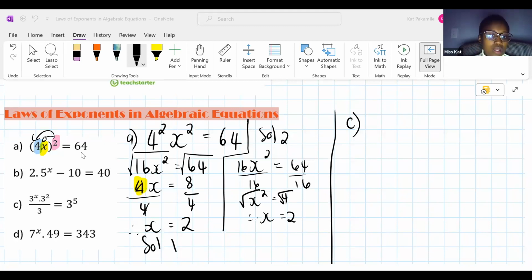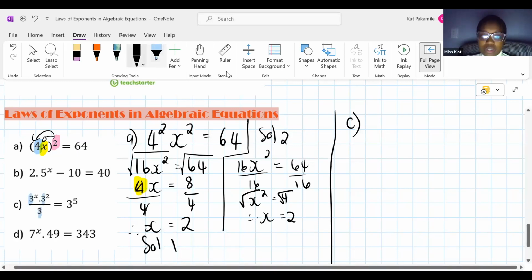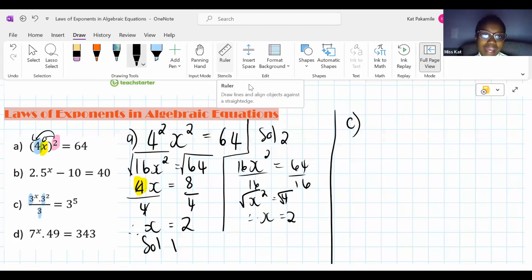Anyone know? The nice thing is all the bases are the same. Check it. We have the 3. We have the 3. We have the 3. What do we do with those 3's? What's happening there? We are timesing and dividing. So what do you guys think we can do with number C?